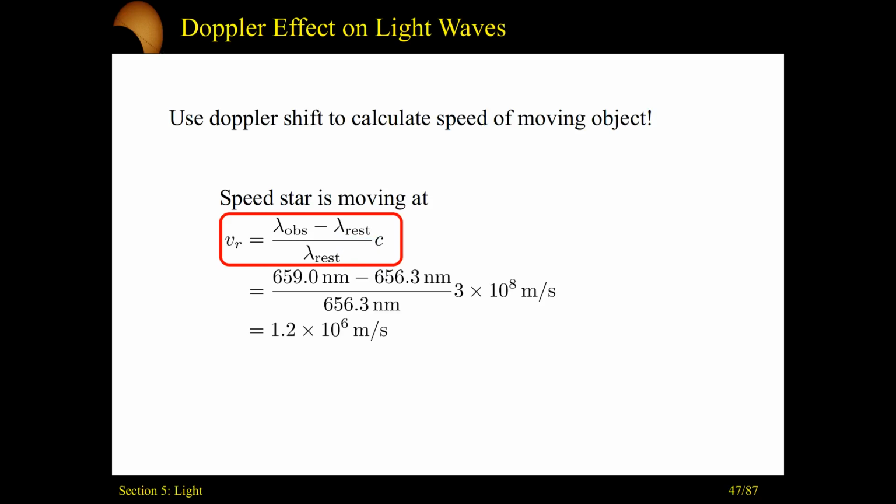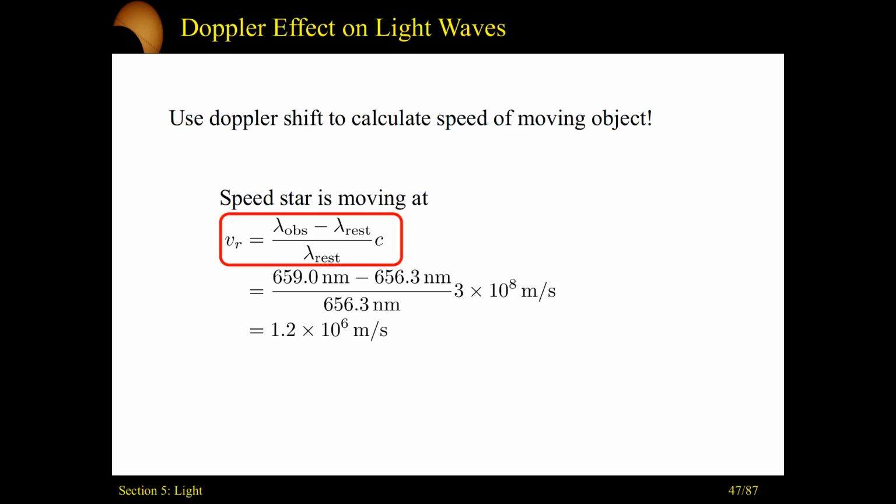Same principle for light. So going through this again, the speed the object's moving is the wavelength of light that we observe minus the rest wavelength. Imagine it wasn't moving at all relative to you. Divide by the rest wavelength, and then you multiply by the speed of light, because these are electromagnetic waves.